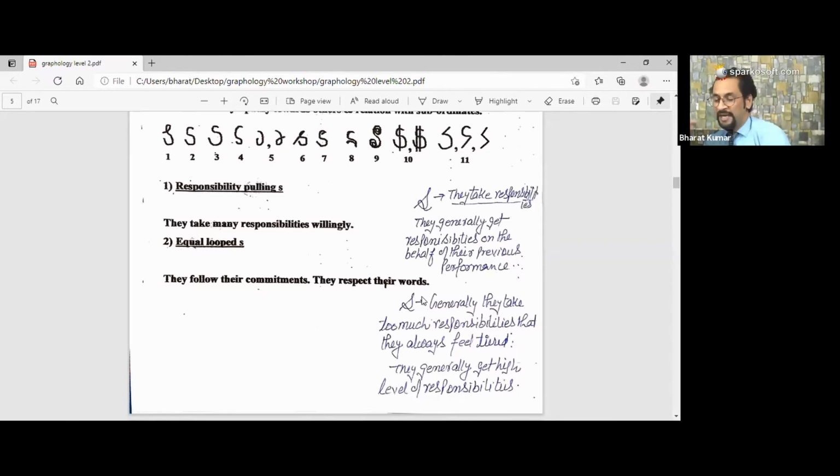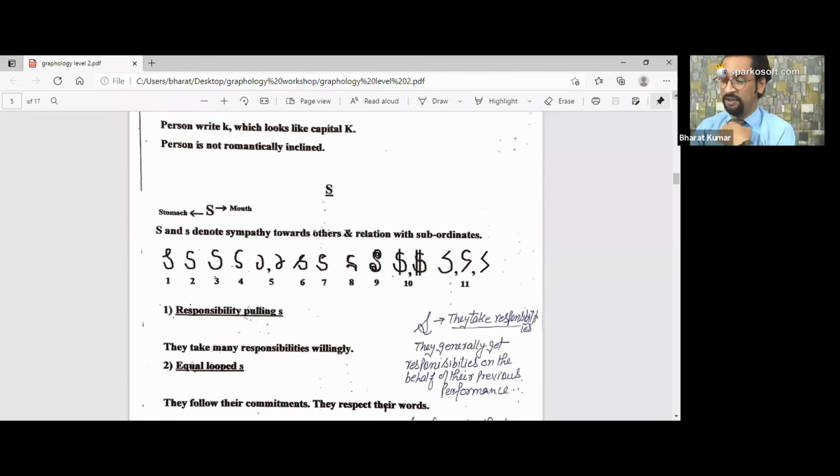So what I'm saying, in the case of the second S, these are the people who take too many responsibilities and they don't know how to say no to anything. They generally get a high level of responsibilities in any system. So these are the people who don't know how to say no. Now come back to the seventh one.